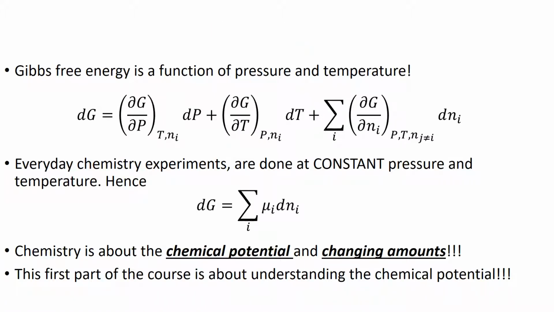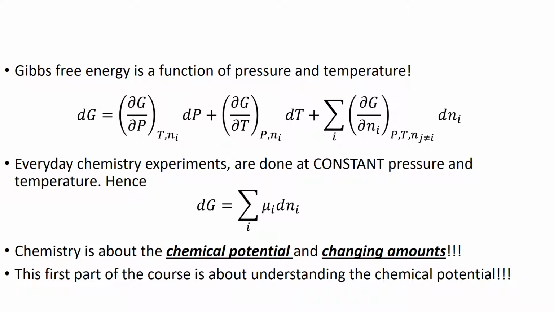The Gibbs free energy is a function of pressure and temperature. If we just rewrite it in terms of partial differentials, you'll note that pressure and temperature explicitly come out as the things that change the Gibbs free energy. And there's a very interesting consequence with this equation. If you think of the everyday chemistry experiments you have already done last year, they are done at constant pressure and room temperature, a constant temperature.